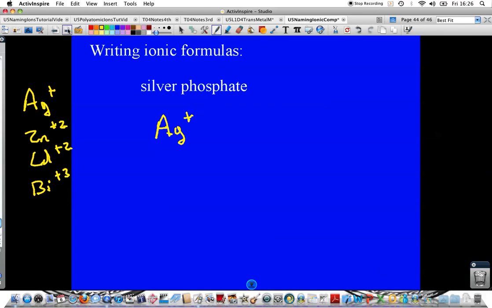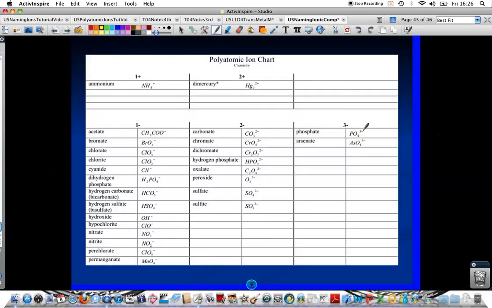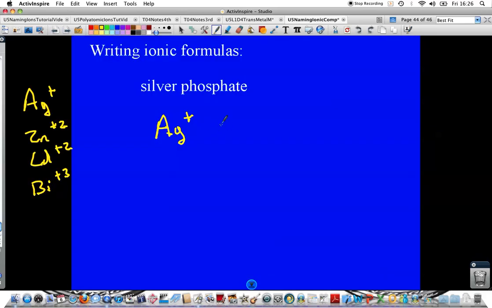Then phosphate, right, is PO4 with a -3 charge. And then we can do our crisscross on this one. Bring the 3 down, put it on the Ag. Bring the 1 down, put it on the PO4. Now, because there's only one of those PO4s, we're not going to put it in parentheses. It's just going to be Ag3PO4.